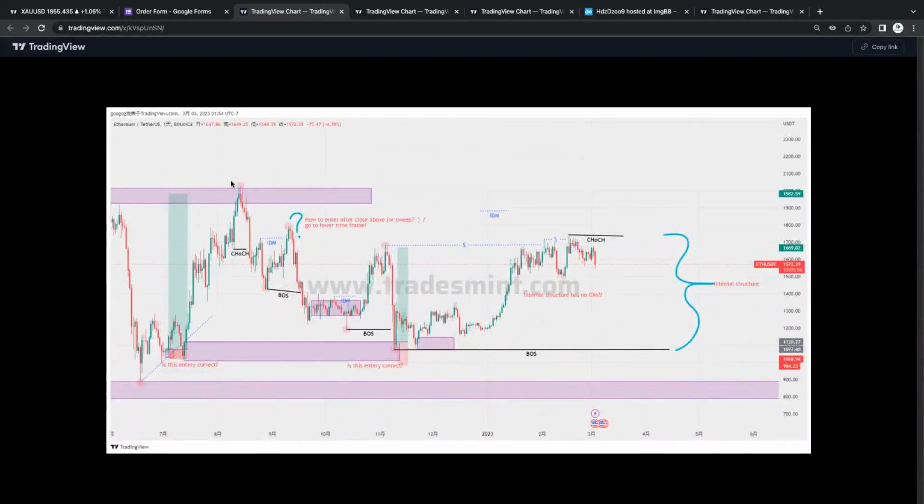And yes, sir, this is the internal structure. If market creating between the high or low, this is the internal structure.